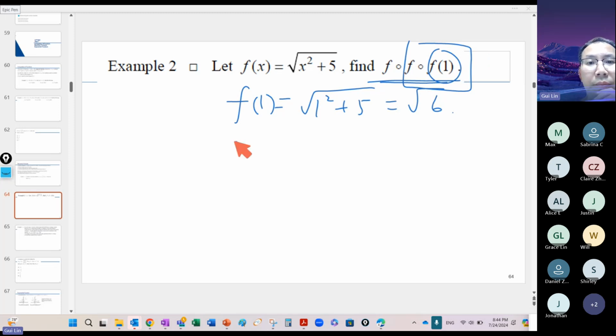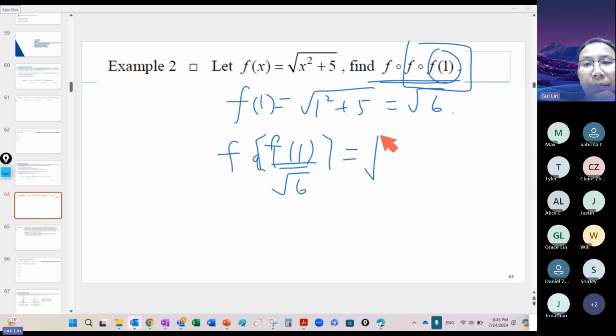Second part. So we can rewrite it here. We know this part equals square root of 6, right? We replace here. So square root of 6, squared, equals 6 plus 5, so square root of 11. All right.